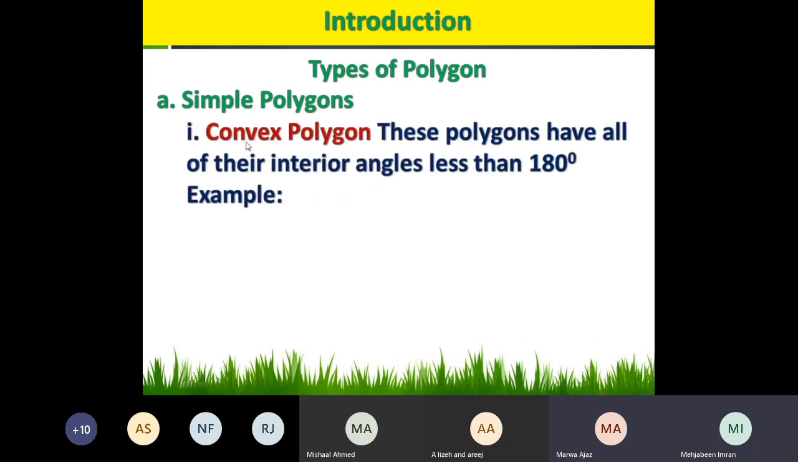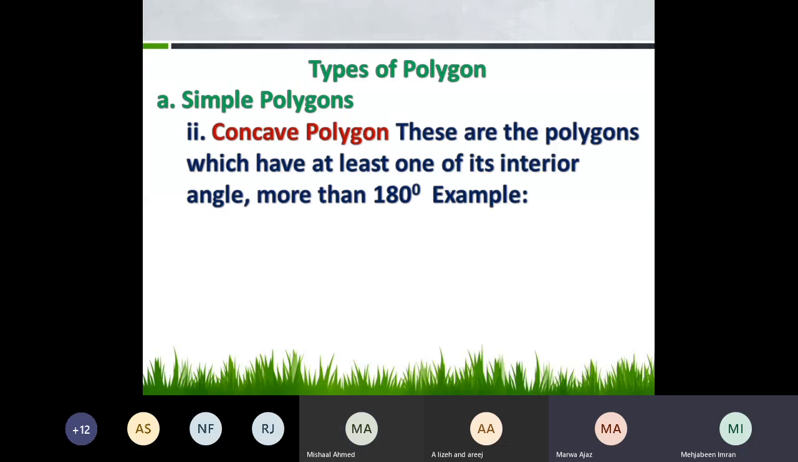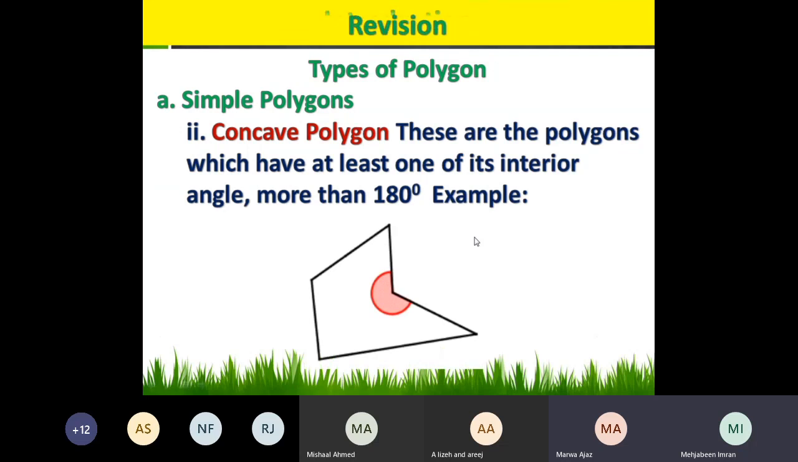So I'll tell you. The first one is the convex polygon, the type of polygon in which all the interior angles are less than 180 degrees. I hope you remembered the other type. What is that one? Concave. Okay, now you have remembered. These are the polygons which have at least one interior angle greater than 180 degrees.